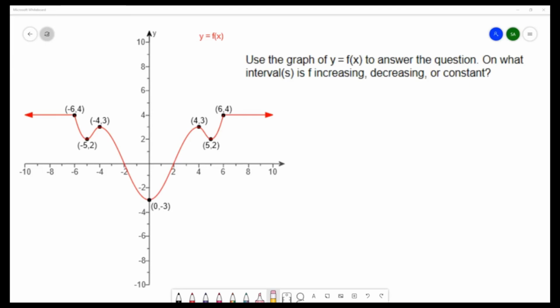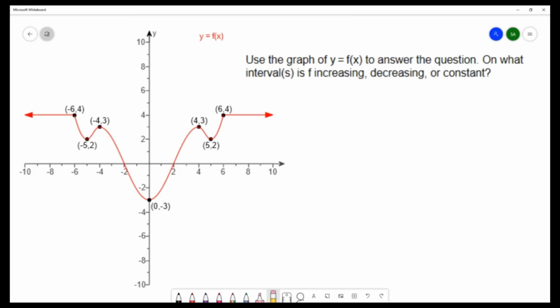On this question, we want to use the graph of y equals f of x to answer the question, on what intervals is f increasing, decreasing, or constant? So when we look at this picture, we see this graph in red, which is labeled up here as y equals f of x. And when I'm looking for the intervals of increasing, decreasing, and constant, what I'm going to do is try to look at the picture overall to start with.